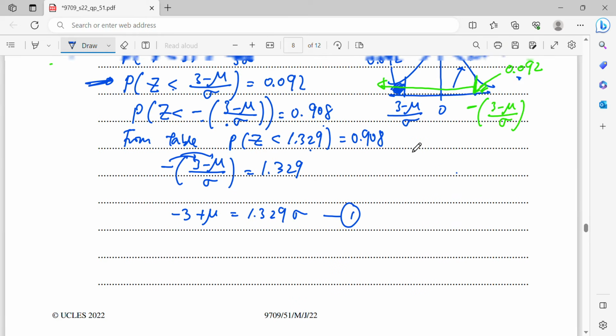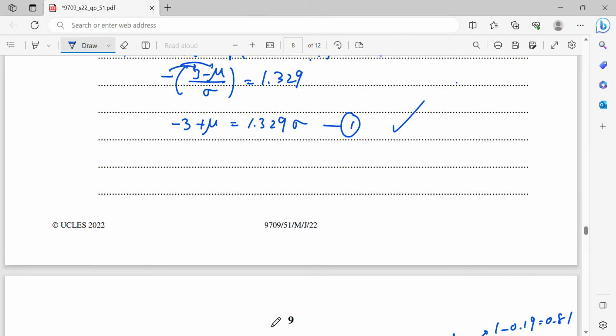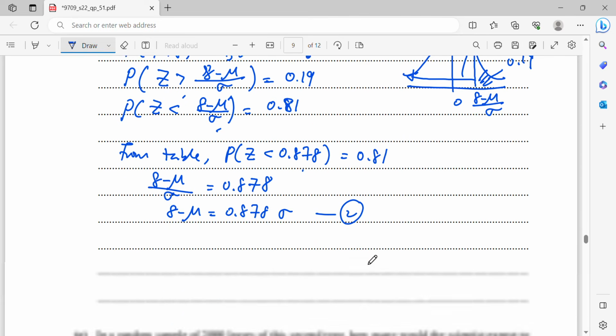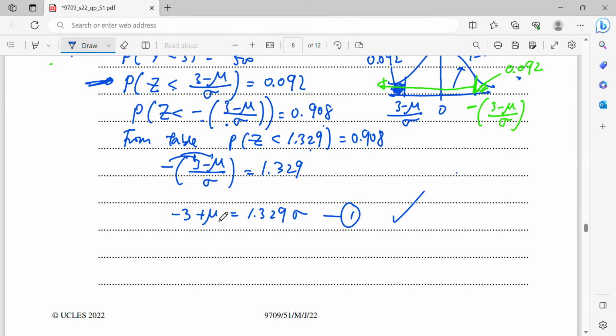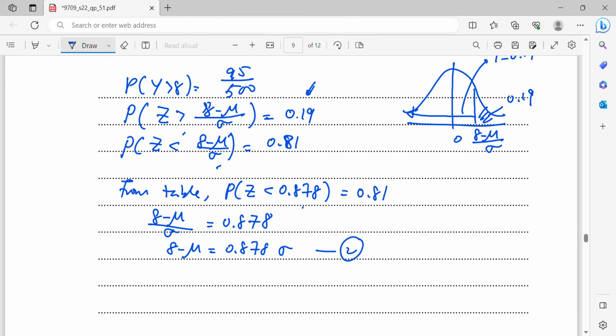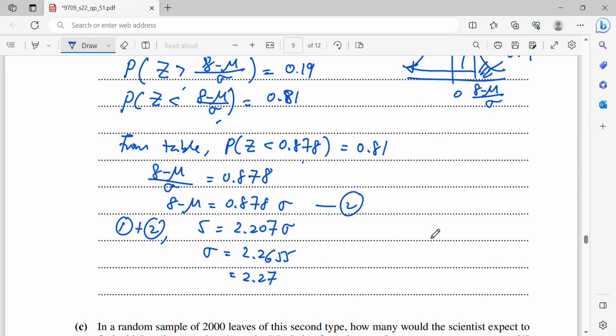Just now we found the first equation: minus 3 plus mu equals 1.329 sigma. Now to eliminate the mu, I will just add both equations, because the first one is plus mu and the second is minus mu. First equation plus second equation, and then you will get 5 equals 2.207 sigma. Then from here your sigma is 2.2655, which is 2.27. For the final answer we round to 3 significant figures.